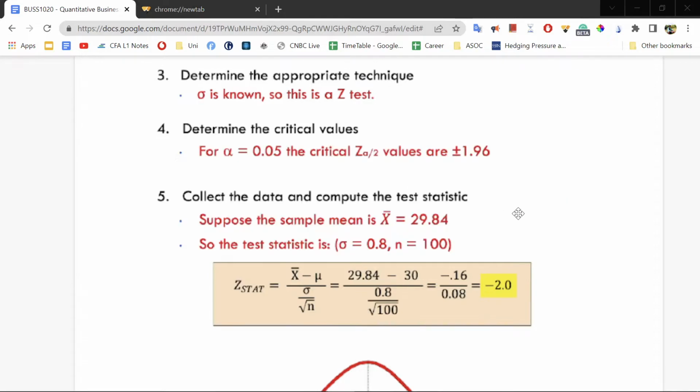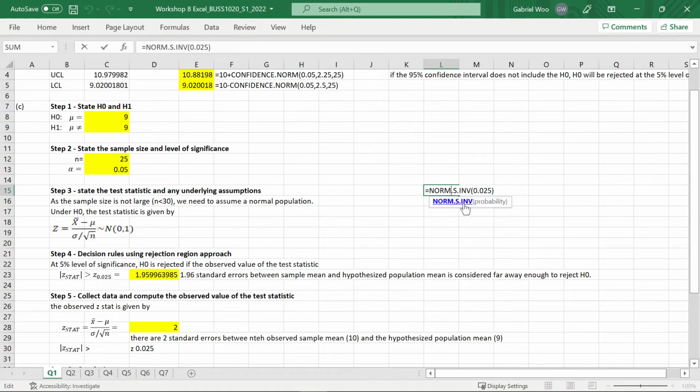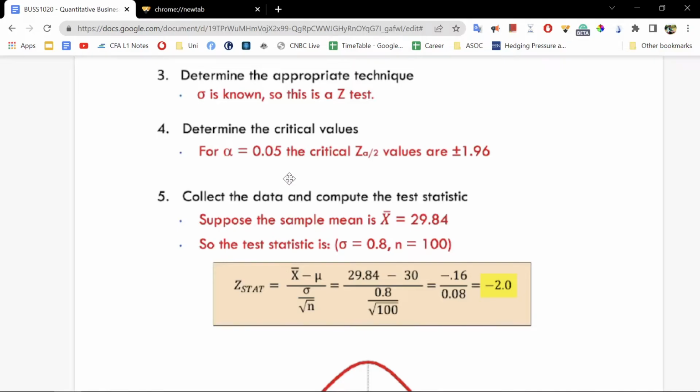Now we have to find the critical values. We can find them using a z-value table, or we can use Excel. Because this is a normal distribution, NORM.S.INV of 0.025 gives us the left side, and NORM.S.INV of 0.975 gives us the positive side. This tells us the rejection region: if our test statistic is left of negative 1.95996 or right of 1.95996, then we have to reject the null hypothesis. That is the critical value. So step 4 is determining the critical value.